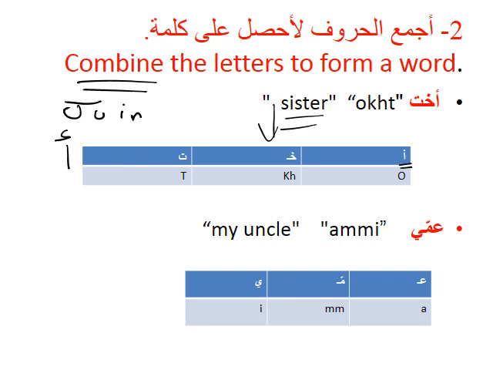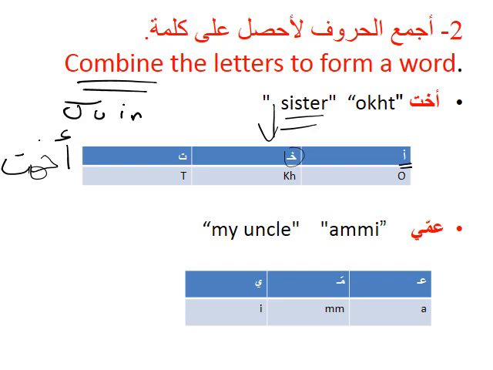Let's look at the second letter, which is kha. Kha here has a tail. So what's required from us is to write kha and then the third letter, which is ta. This ta should be joined with the letter before it because the letter kha has a tail. So when the letter has a tail, it should be joined with the letter after it.